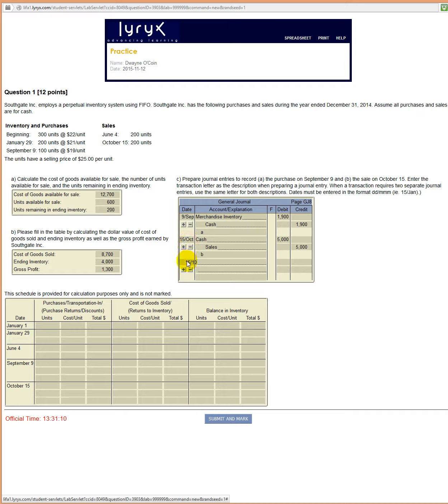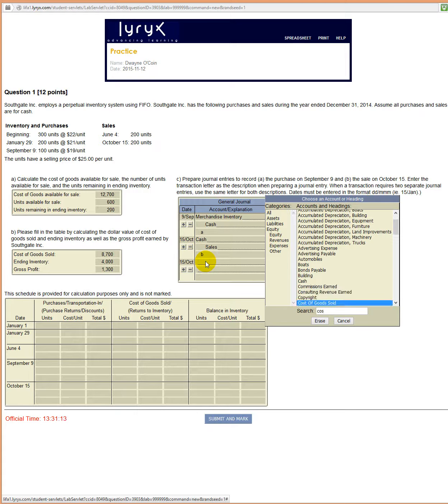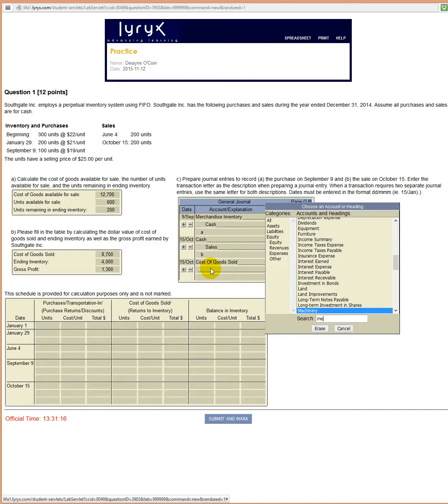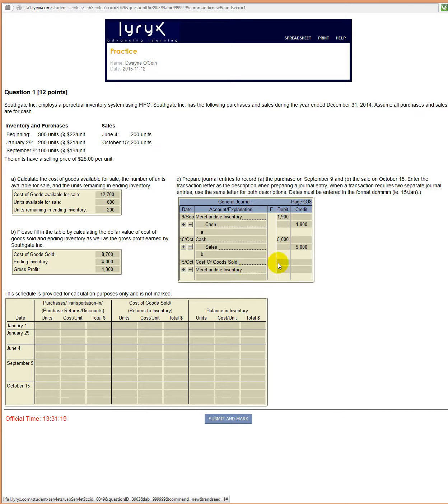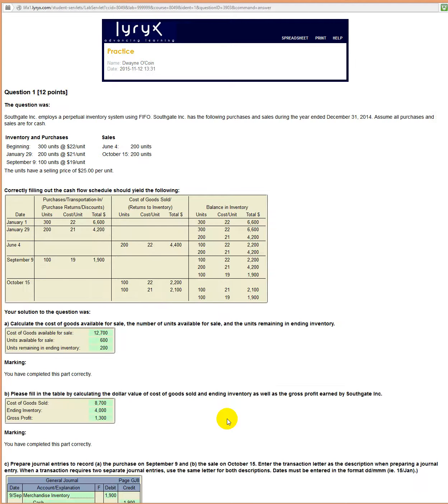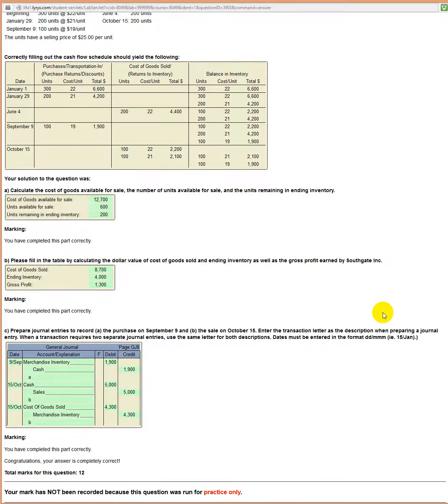And then the date for the other half of the transaction, the cost of goods sold, and merchandise inventory going down. That sale was 200 units, and it was 100 units from the opening inventory, plus another 100 units from the January 29th purchase at $21. And that's also part of transaction B. And I think that's everything. So let's see what Lyric's thought. Lyrics agrees, and we're done.